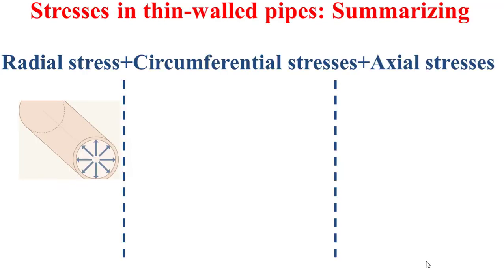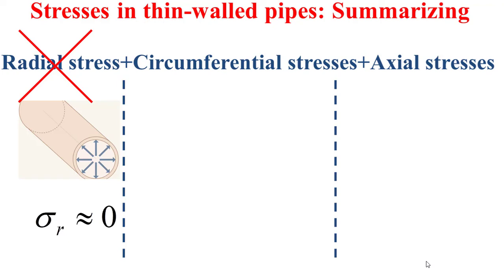Now I will summarize the different types of stress that occur in thin-walled pipes. As I said, the radial stress is negligible. Why? Because the thickness of the pipe is considered very small in the case of thin-walled pipes, very small compared to the other dimensions of the pipe.